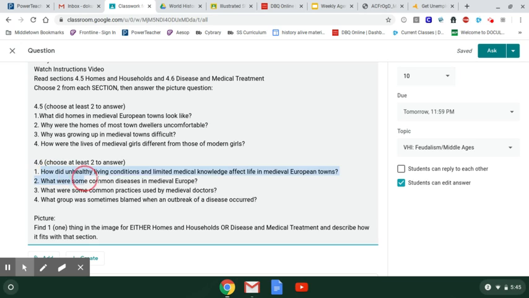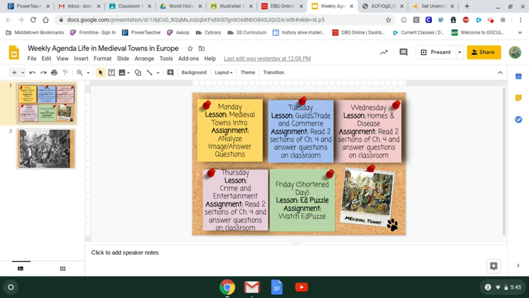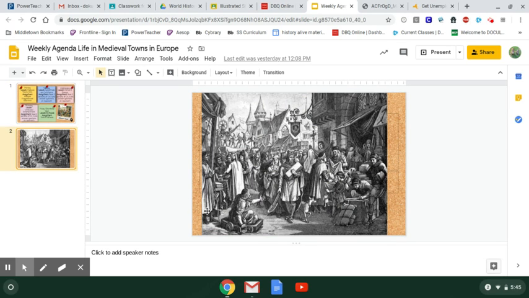So again, you choose two of these to answer, and then you find one thing in the picture, either from homes and households or disease and medical treatment, and describe how it fit in with that section. I just put the image on the weekly agenda, so it's on the second page of that in case you're looking for it. And find something from homes and households or something from disease and medical treatment in this image.